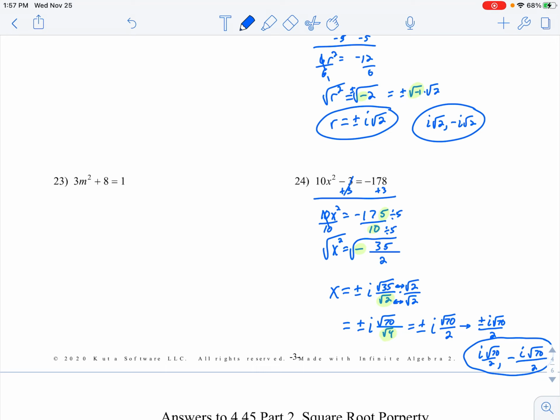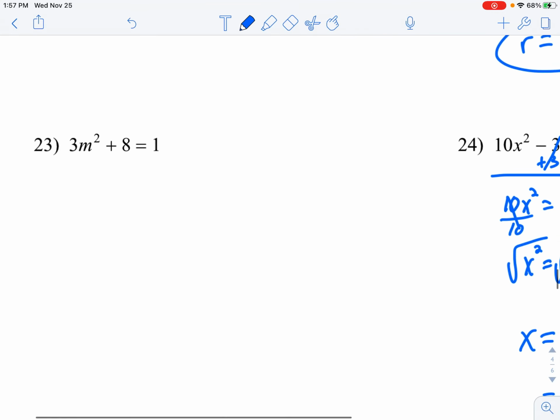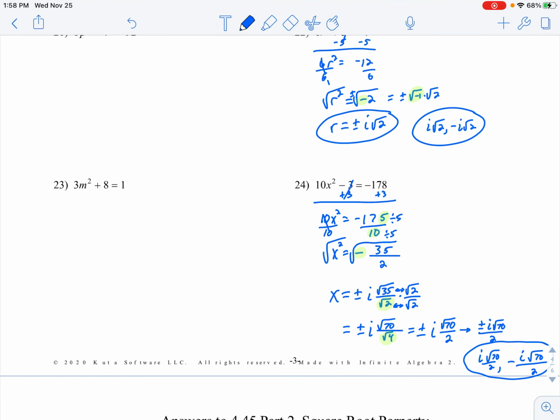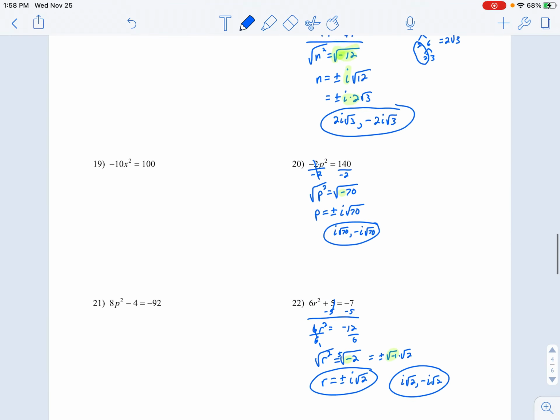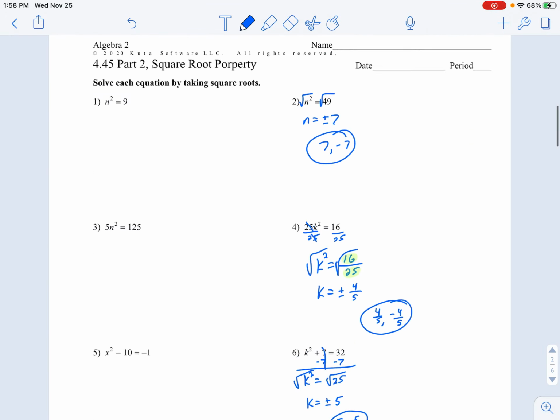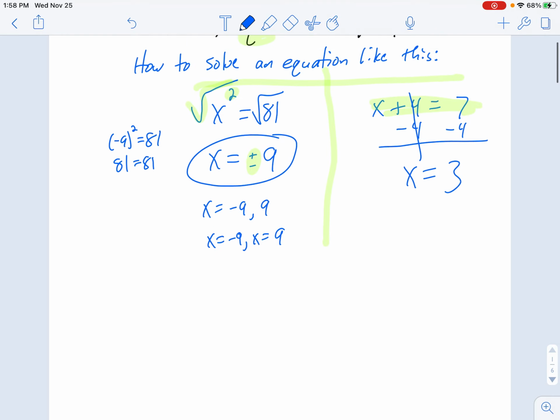Looks like the number's a little smaller, but yeah, it's going to be work. So when you do 23, look back at 24 for help. Or contact me if you need help. I will do a Google Meet and work with you, and we can get through this.